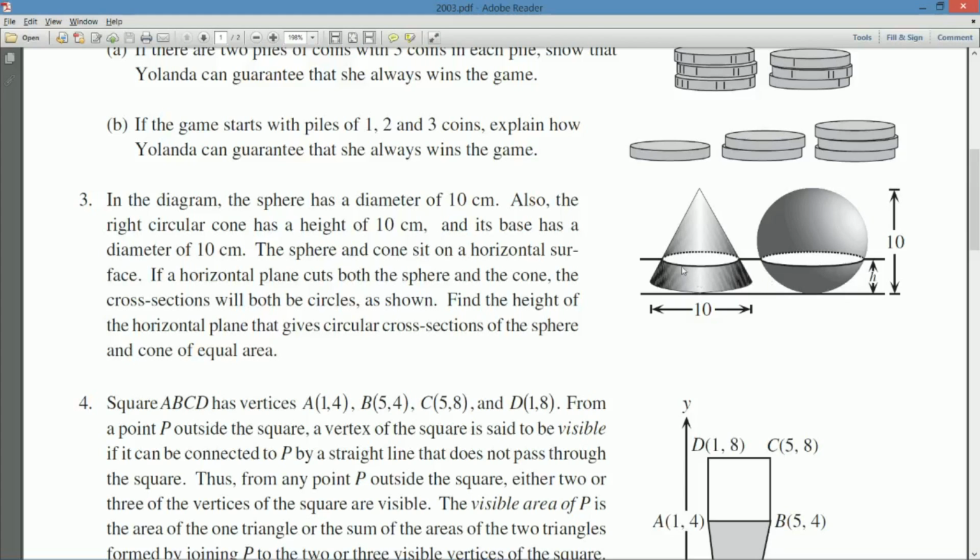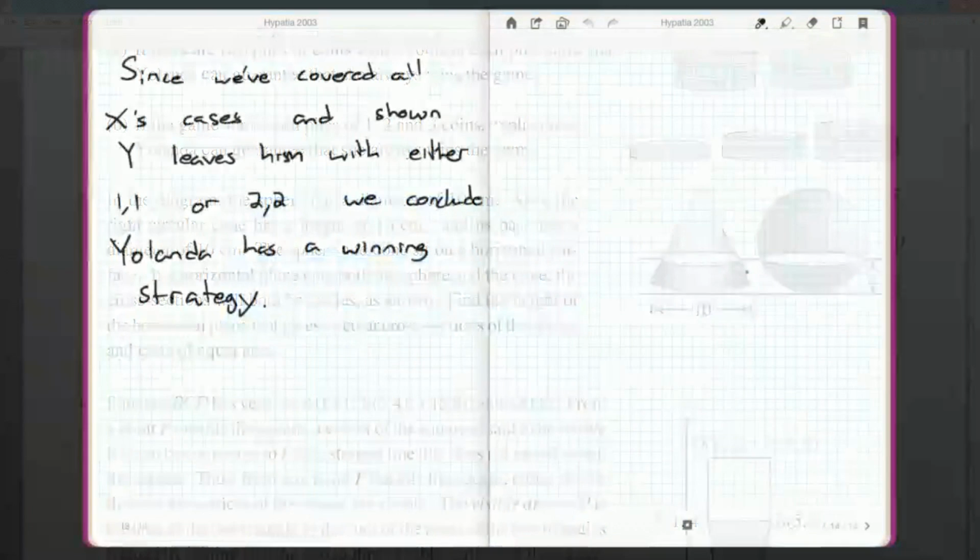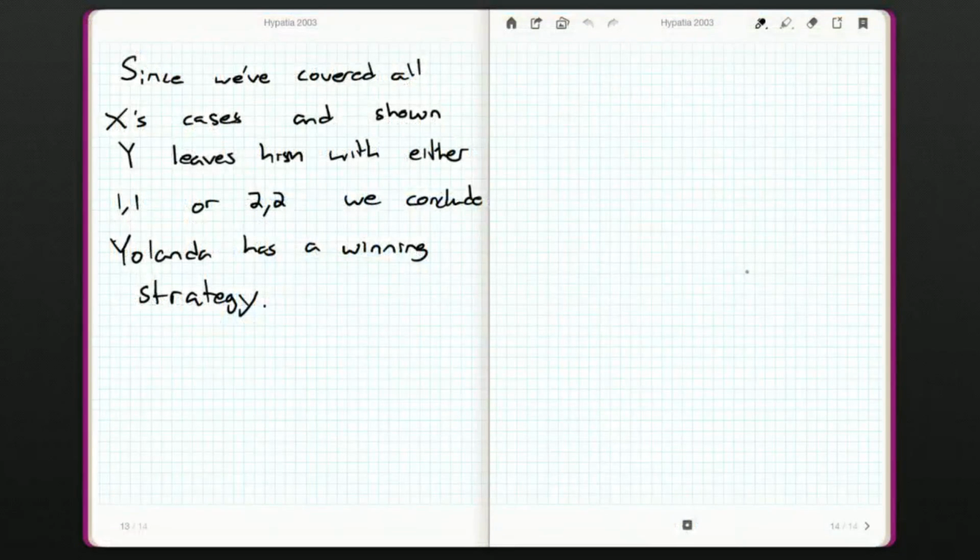So we're looking for basically at what height does this plane cut it into circles that are the exact same. Because the only thing that's going to tell what size the area of the circles are is the radius. So they'll need the same radius. So let's draw ourselves pictures of the cone.